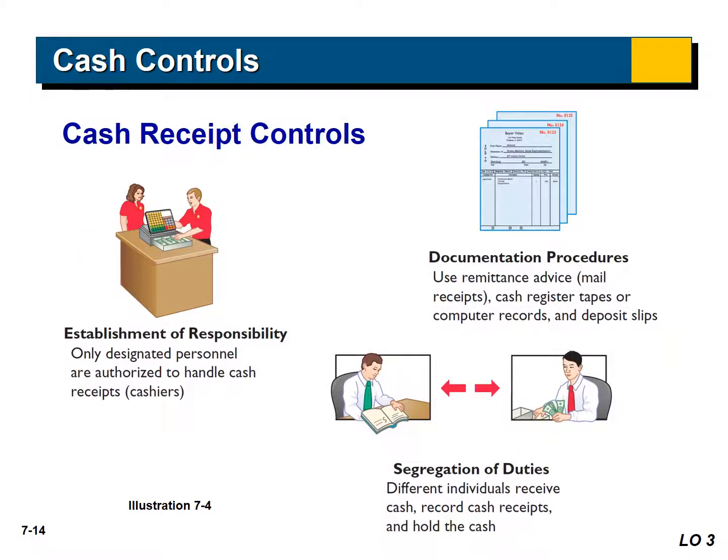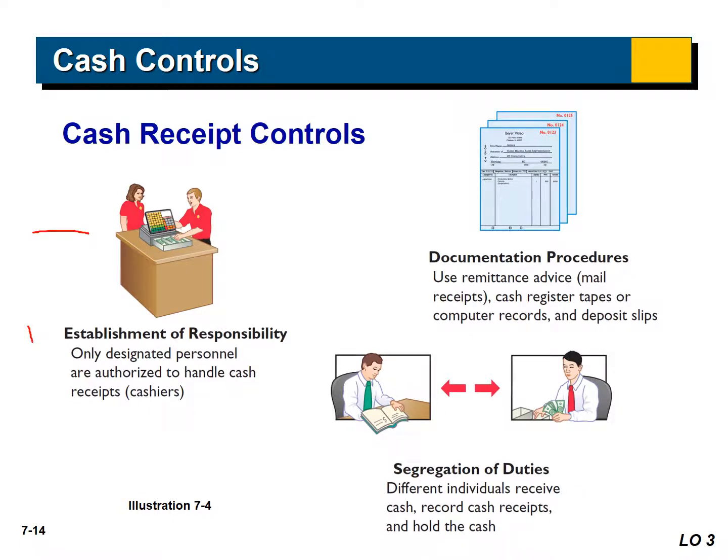Let's talk about some cash receipt controls. So you are receiving cash. Then you see the little picture here, for example. You receive cash at a grocery store or whatever. How do you keep control of that? How do you make sure that the cash is not being stolen?